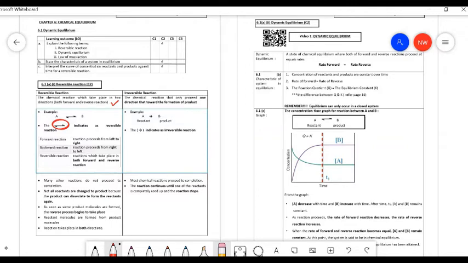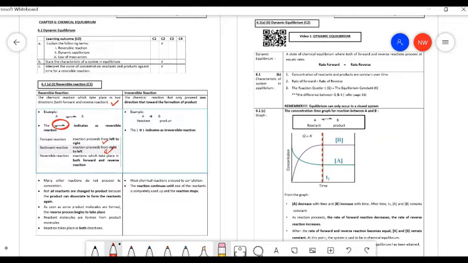Untuk forward reaction, reaction proceed daripada kiri ke kanan. Untuk backward reaction ataupun reverse reaction, reaction daripada kanan ke kiri. And reversible reaction adalah reaction which take place in both forward and reverse reaction. Jadi kita tengok pula apakah itu irreversible reaction.